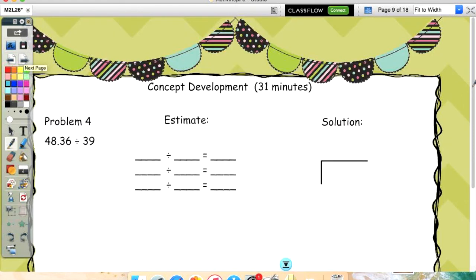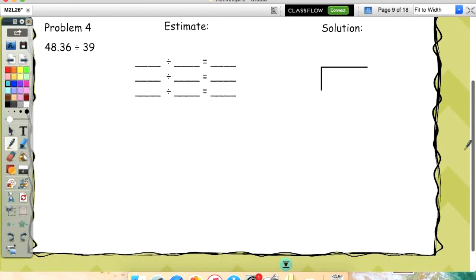Looks like it's 4 digits divided by 2 digits again. We can handle that, can't we? This time, it's showing hundreds.